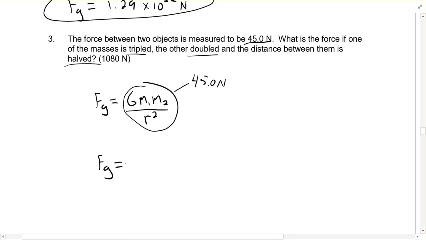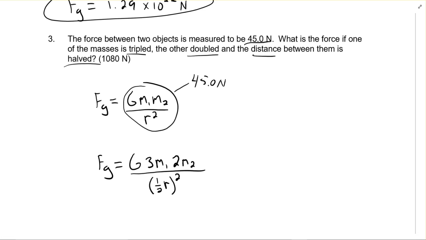I'm going to say now the case is going to be that we're going to have still G, and it says one of the masses is tripled, so I'm going to write 3 times m1. The other is doubled, so I'm going to write 2 times m2 over. Now this has to be in brackets because the last thing says the distance between them is halved. So I'm going to say 1 over 2 times r, and that's all squared.